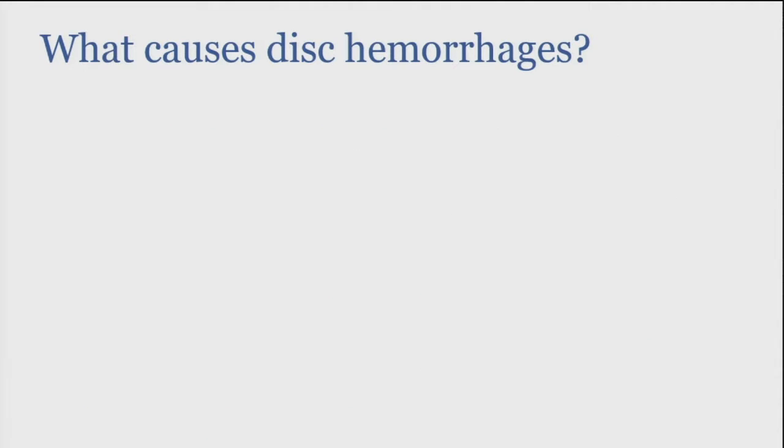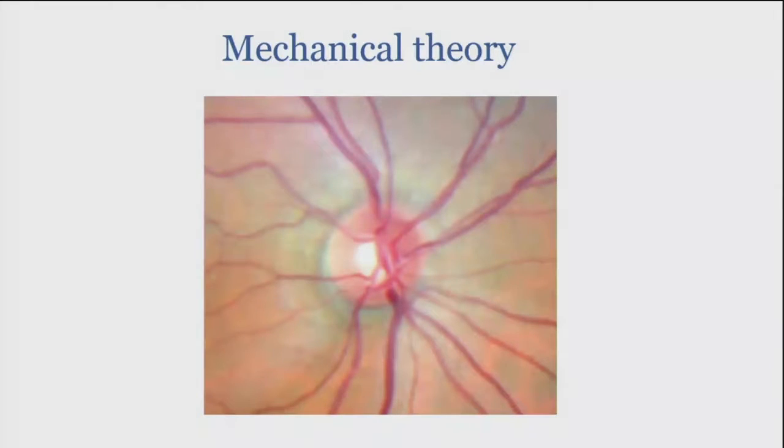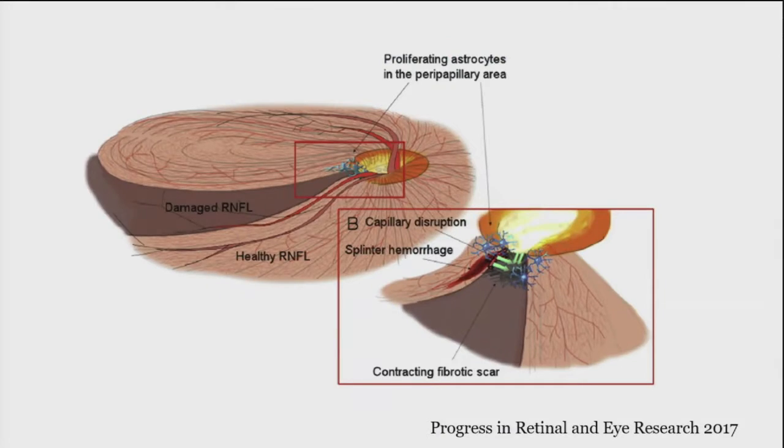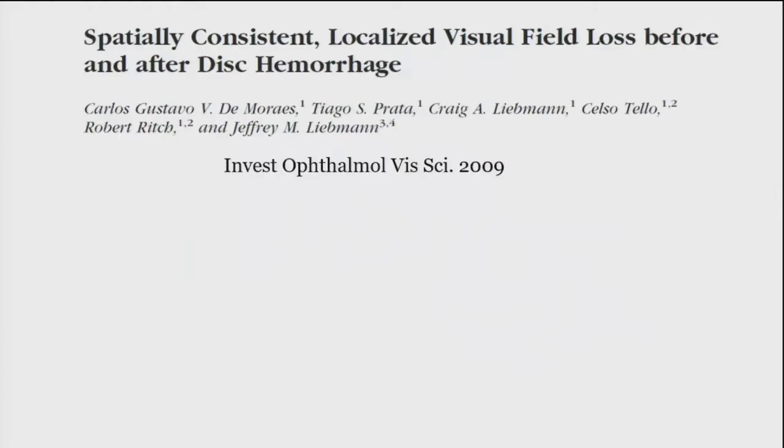And what causes disc hemorrhages? There are many theories. Our group is amongst the groups that propose a mechanical theory. You have pre-existing damage, such as here, and this hemorrhage is a byproduct of fast progression at that location. And this was recently discussed in Progress in Retinal and Eye Research, showing some remodeling of the tissue when you have very fast progression at a local area around the disc.